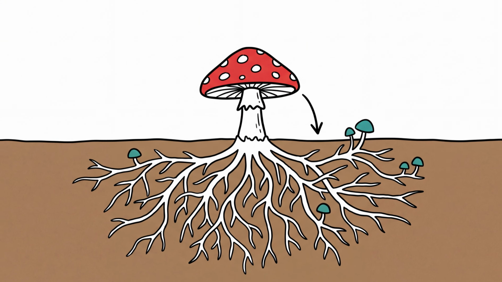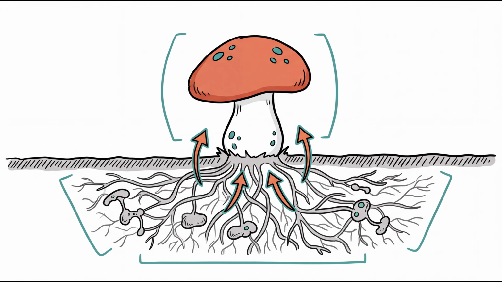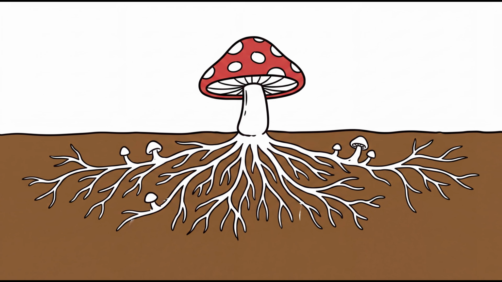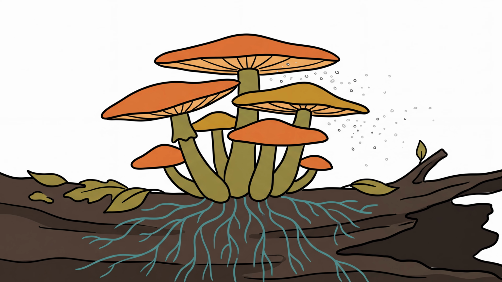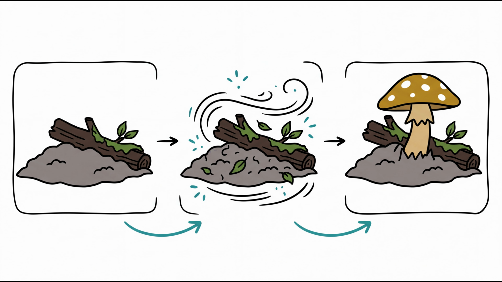The mushroom you see is not the entire organism. It is only the part that appears above the ground. The rest of the fungus may be hiding beneath your feet. It can spread through soil, wood, and decaying matter as a vast network of microscopic threads. And then, when the conditions are right, it suddenly produces a mushroom.